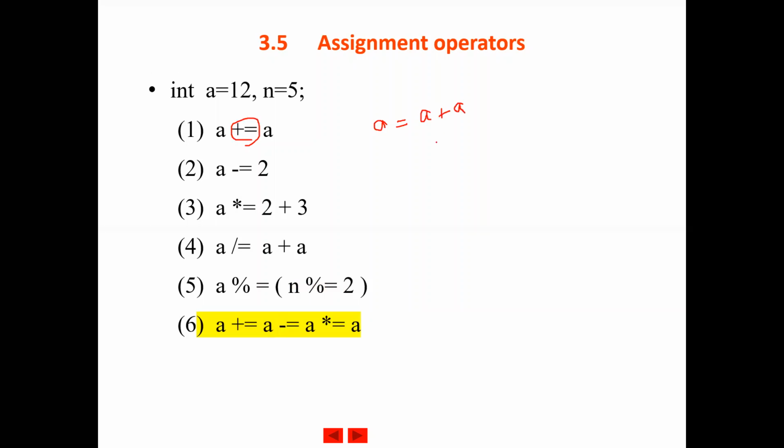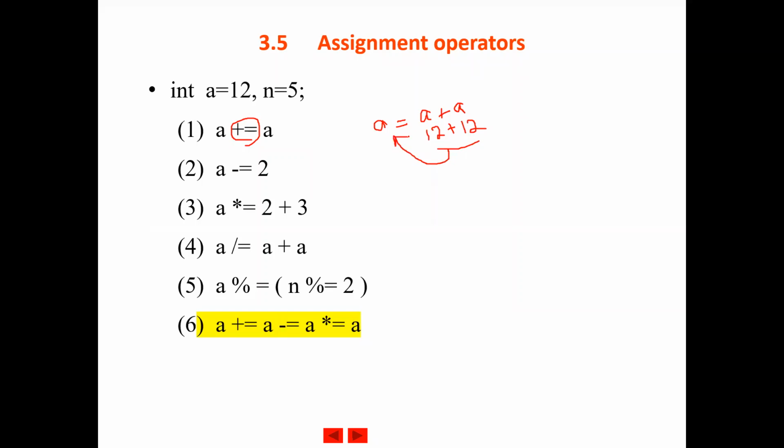When we solve an expression, the current value of A will be substituted here, right? So it will be 12 plus 12. After solving this expression, the new value of A will be 24.